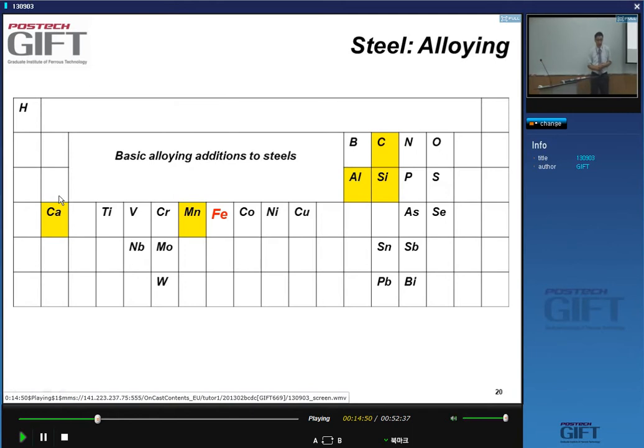Calcium is a key element that is added during the metallurgy of steel to control the non-metallic inclusions, yes, and we'll come back to that in a moment. And so we always find that element to a small degree in our steels.